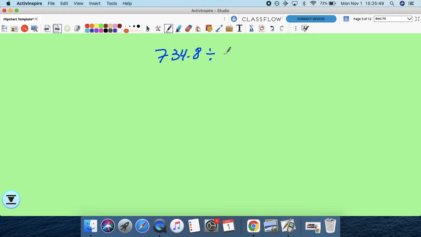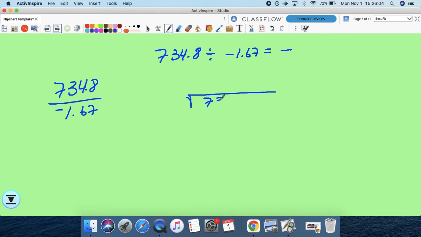734.8 divided by negative 1.67. It's a positive divided by negative, so I can go ahead and do this. I know my answer is going to be negative. Write it as a fraction. And then over here, 734.8 divided by negative 1.67.